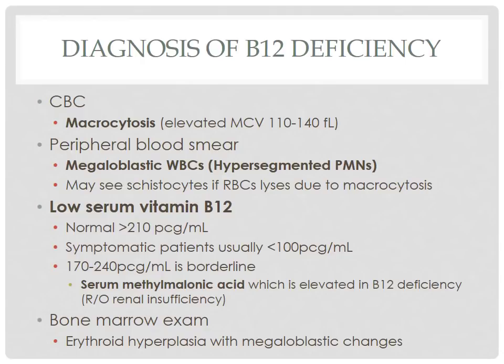The hallmark for diagnosis of B12 deficiency is a low serum vitamin B12. With these, patients are usually not symptomatic until they're below 100, and if you have an equivocal or borderline range and you're not sure of the diagnosis, you should order a serum methylmalonic acid, also written as an MMA. If this is elevated, then it confirms the diagnosis of B12 deficiency.